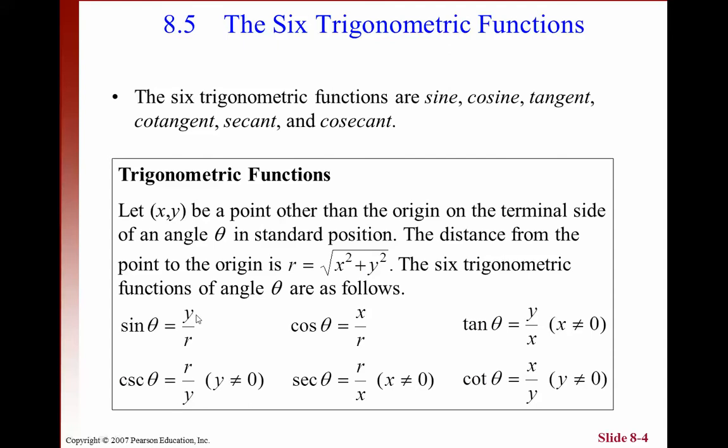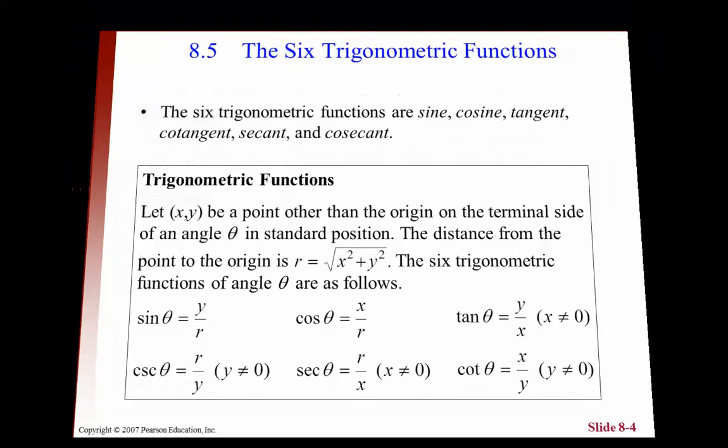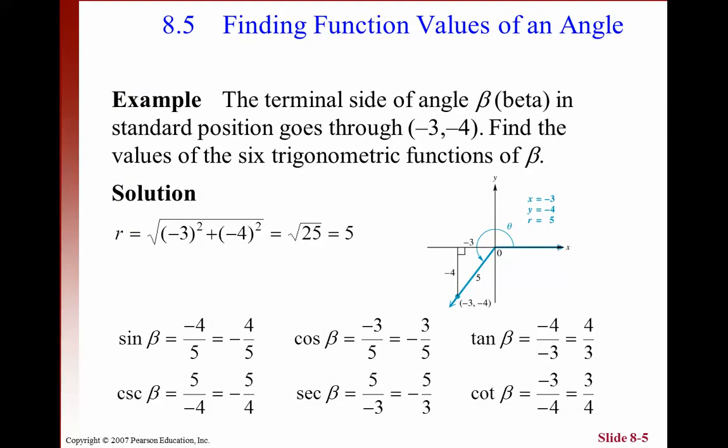Okay, so using that definition, our six trigonometric functions: sine is y over r, or the opposite over the hypotenuse. Cosine is adjacent over hypotenuse, and tangent is opposite over adjacent. And the cosecant, the secant, and the cotangent are all reciprocals of the respective functions. So if we know what point the angle goes through, we can figure out the ratios of the sine, cosine, and tangent, and then their reciprocal functions also.